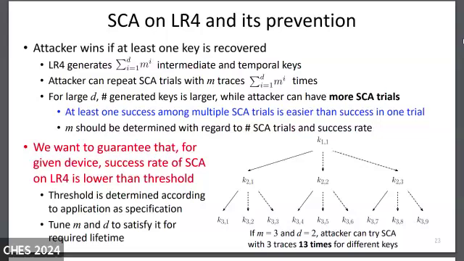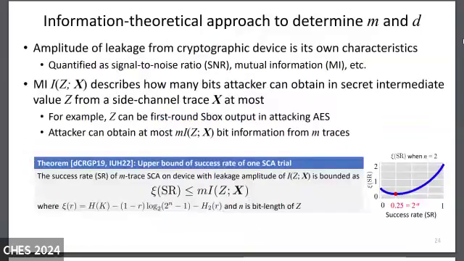So our goal is, for a given device, a success rate of SCA should be guaranteed to be lower than an acceptable threshold. This threshold is given as a specification. So we present how to tune M and D to satisfy it for a required lifetime. For this purpose, we use an information-theoretic approach to the evaluation of the success rate.